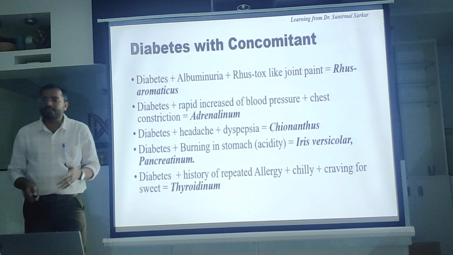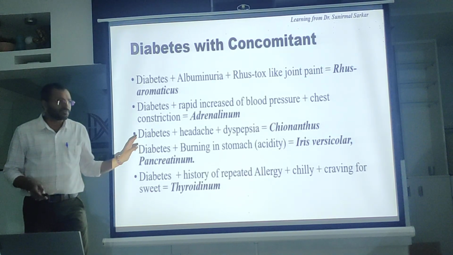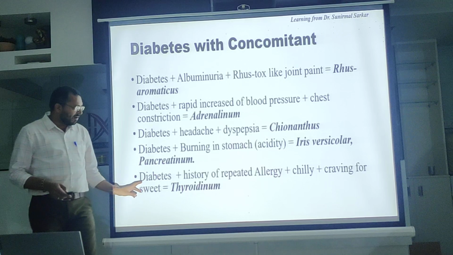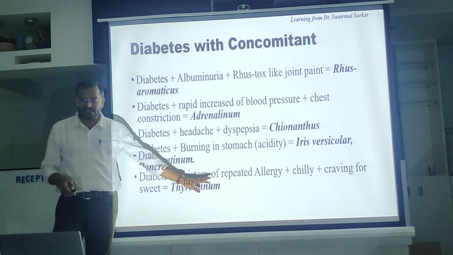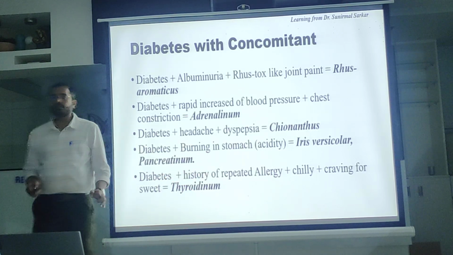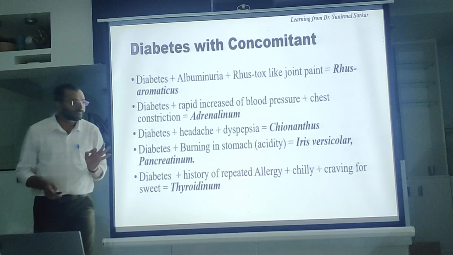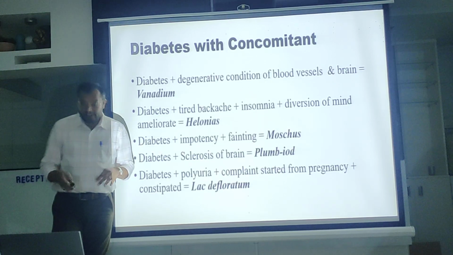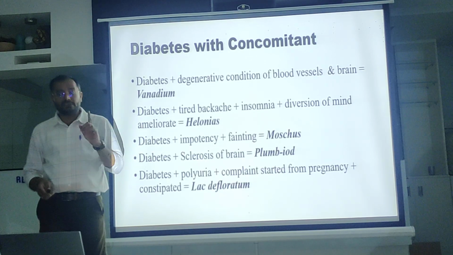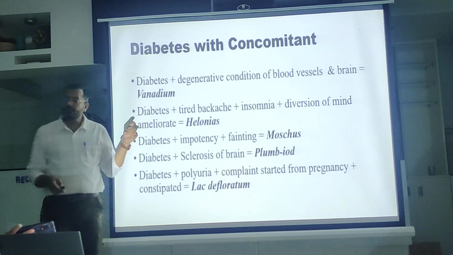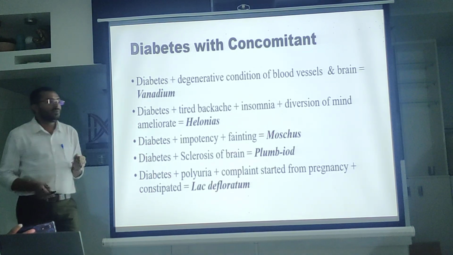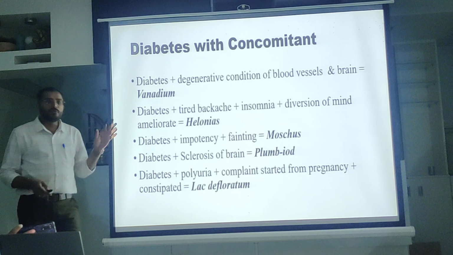Vomiting of bile, vomiting of bile on getting up in the morning, and diabetes: Iris versicolor. Diabetes plus history of repeated allergy plus craving for chili and sweet, Thyroidinum is the remedy. Diabetes plus degenerative conditions of the vessels, means blood vessels, and the brain, the remedy is vanadium. These are the boring indications.